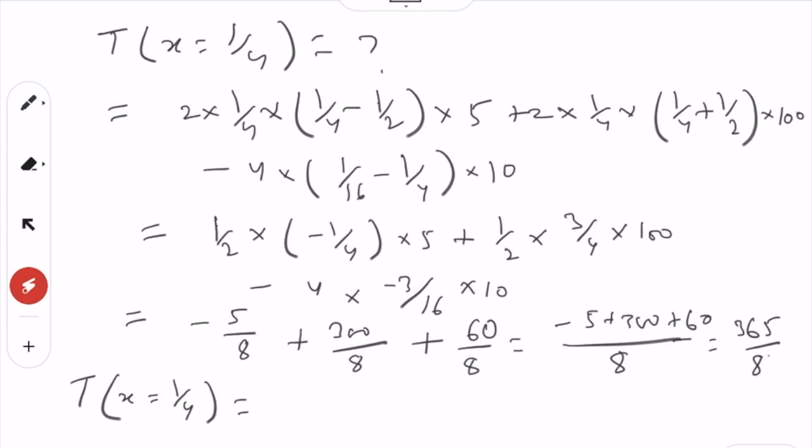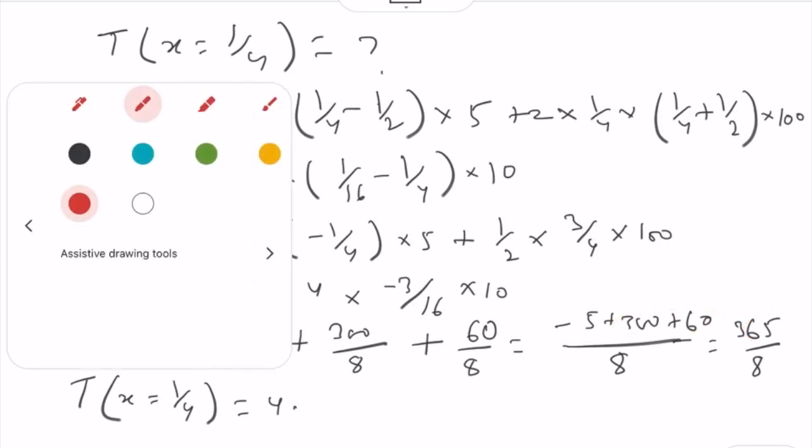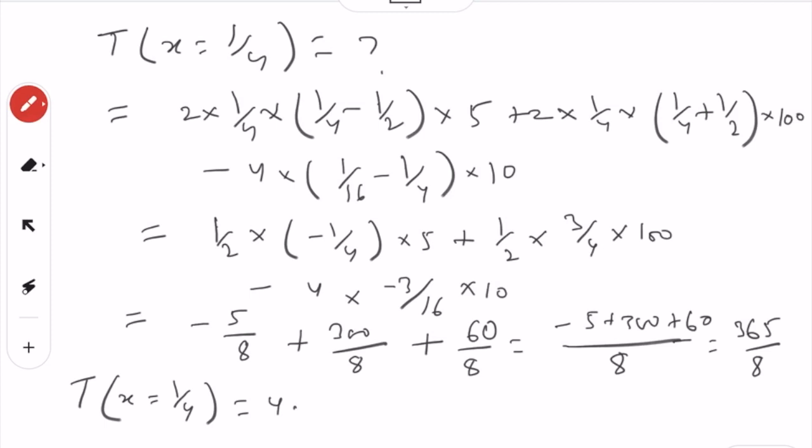So basically T at x equal to 1/4 equal to... we have made some mistake actually, sorry about that. What we see is minus here, so it will not be 365, rather it will be 355. Okay, so I will do that correction. So this will be 355 divided by 8.